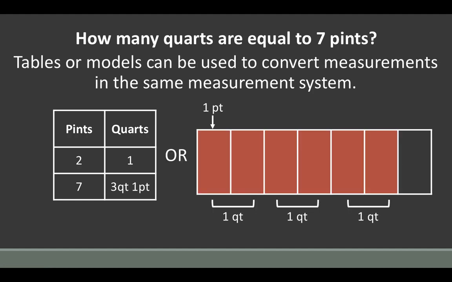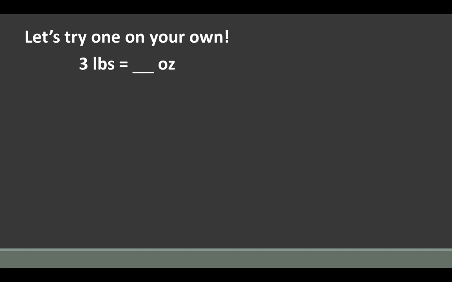Tables or models can be used to convert measurements in the same measurement system, just like before. So you have our input-output table or the model. I highly recommend you using the model because, as you can see, this model is a lot more straightforward and visual than our input-output table. All right, let's try one on your own. 3 pounds equals how many ounces? Pause the video for just a moment, and I want you to try this one on your own.